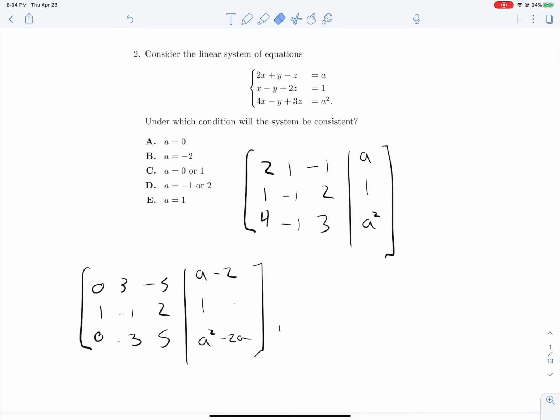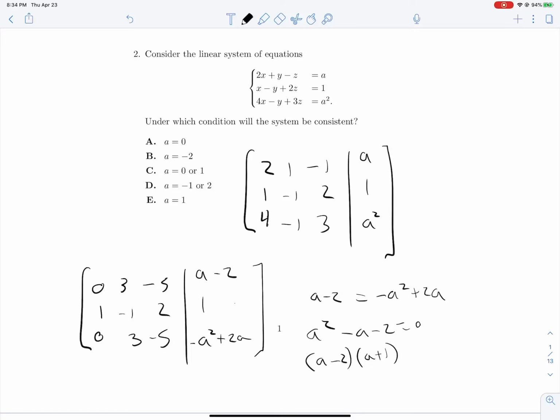If we switch the signs on that row right there, we see that we have 0, 3, -5, and in order for the system to be consistent, these two have to be equal to the same value on the right side. So we can say that a minus 2 is equal to -a squared plus 2a, otherwise known as a squared minus a minus 2 is equal to 0, a minus 2, a plus 1. There we go.